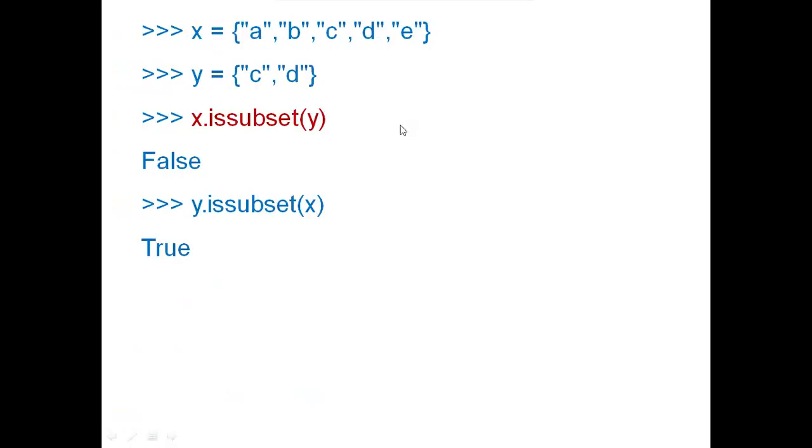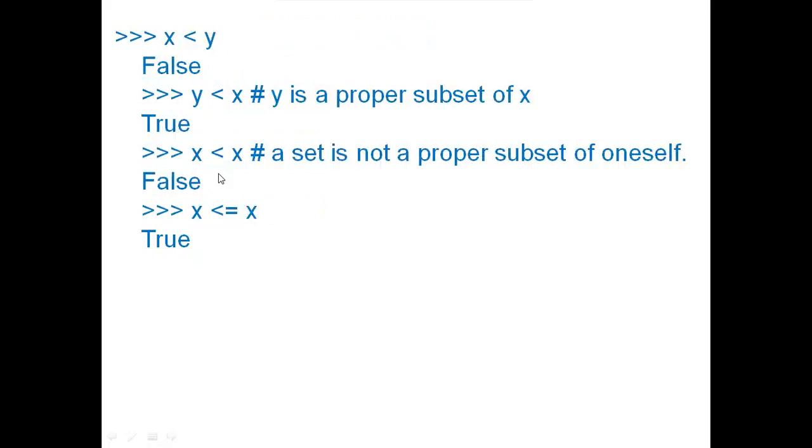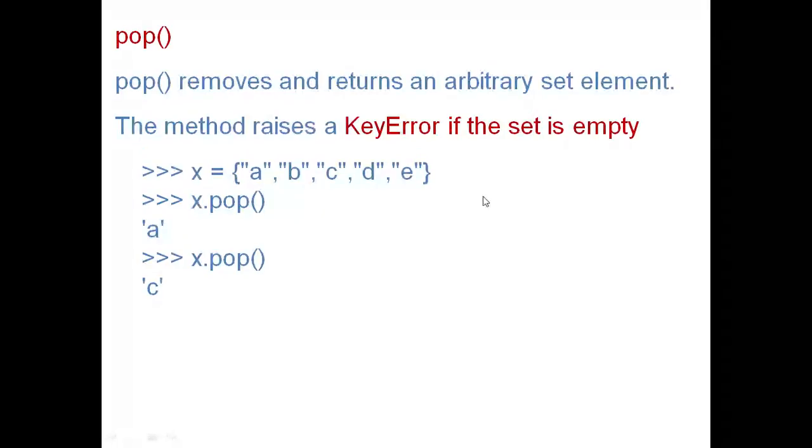Similarly, issubset also you can just work out and see. And then pop removes and returns an arbitrary set element. Pop is used for removing elements, but it will remove any element. It will not be in any order. Since it's an unordered collection, any one of the elements will be removed from the set. And the method raises a KeyError if the set is empty. Here, for example, I have 5 elements in the set X. When I say X dot pop, I will get A. Next time when I say X dot pop, I may get C. This may differ from execution to execution. There is no guarantee that you will get only the first or the last or anything.